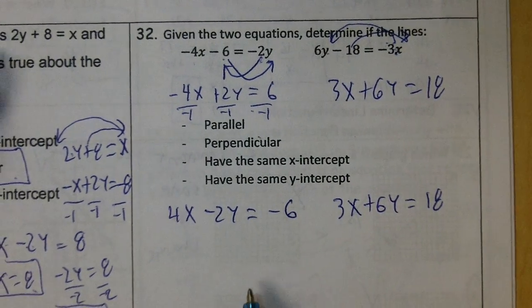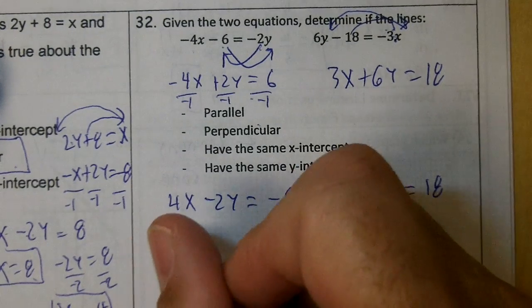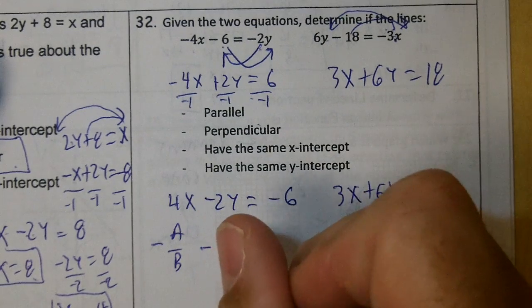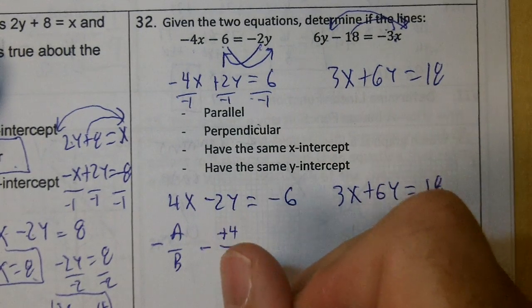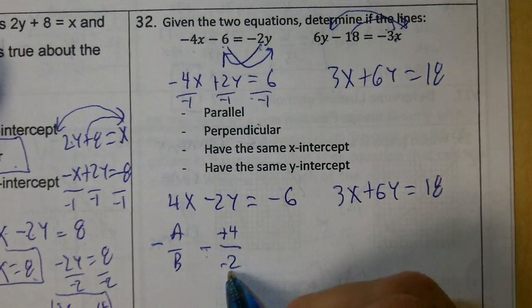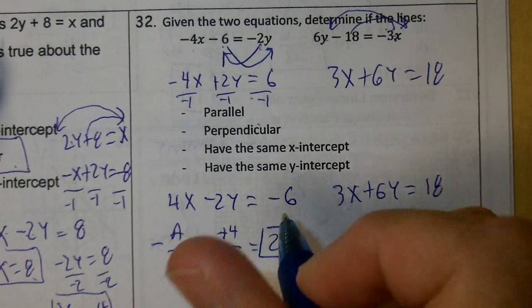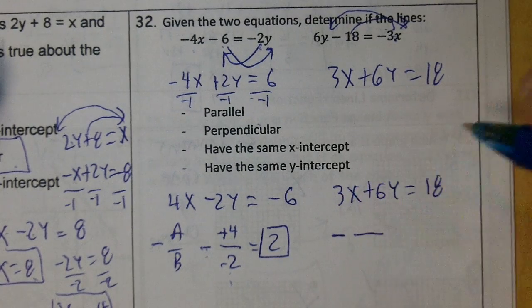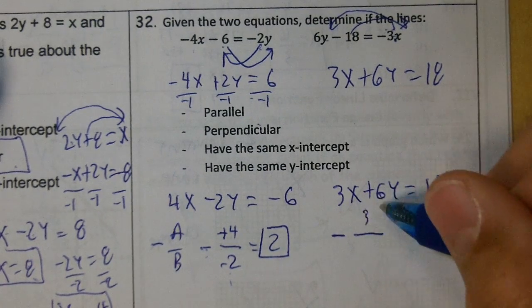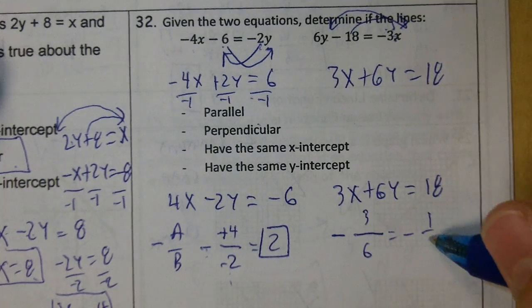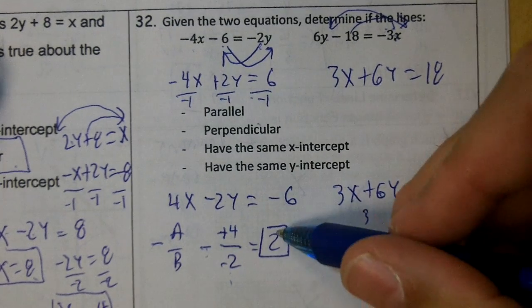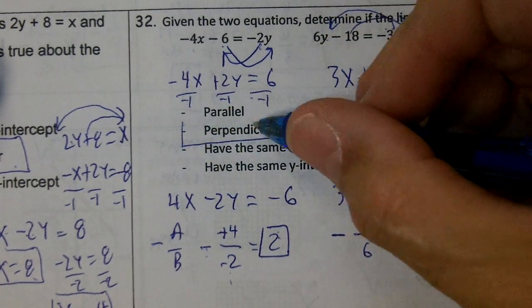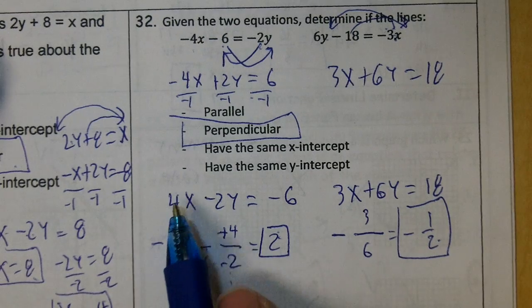This time we'll get the slopes first. Our slopes would be negative a over b. It would be negative 4 over negative 2. 4 over negative 2, I should say. Which two negatives make a positive. You'll get a positive 2. So this line has a slope of positive 2. Put negative fraction bar. Our a is 3. Our b is 6. This is going to simplify to negative 1 over 2. The slopes are negative reciprocals, aren't they? So they're perpendicular.